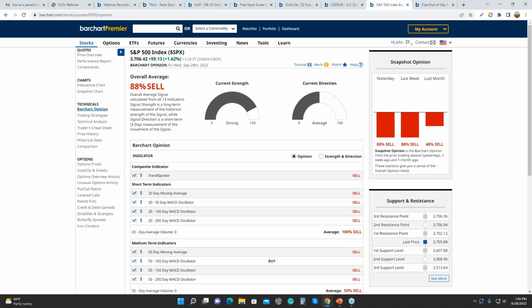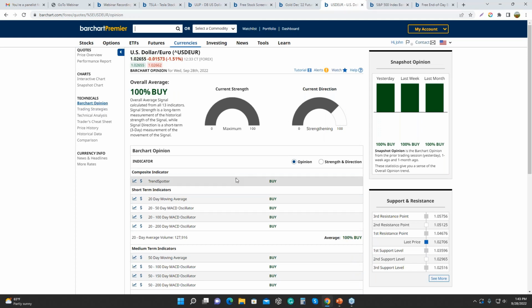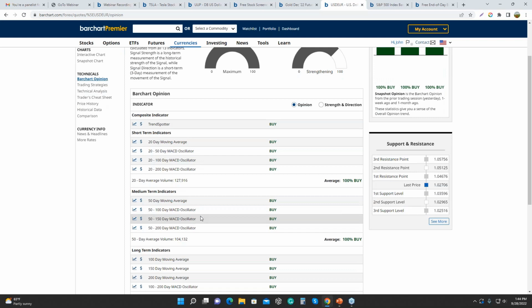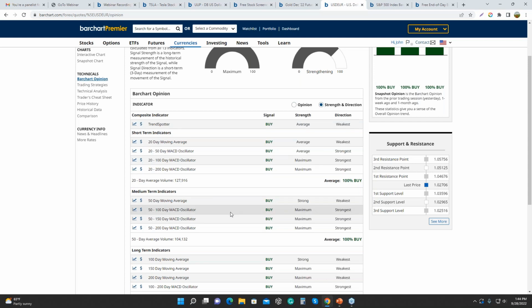Thomas asks, what are the indicators for Forex? Okay, great question. So yeah, here's the dollar euro, and you can see they're the same as our equities and our ETFs, right? So they're the same ones. Okay.